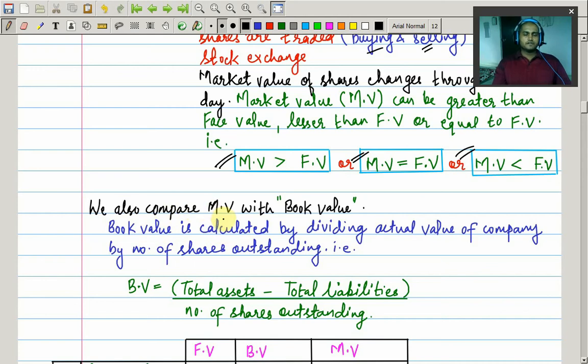We also compare market value with book value. So what do we mean by book value? Book value is calculated by dividing the actual value of the company. Actual value means total assets owned by the company minus the liabilities. That is the actual value of the company, and we divide that actual value by the number of shares outstanding in the share market. So book value is this.